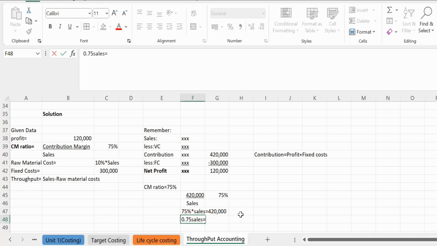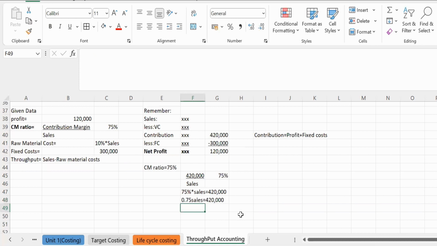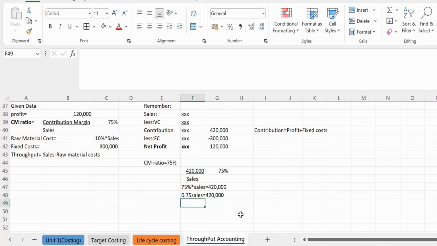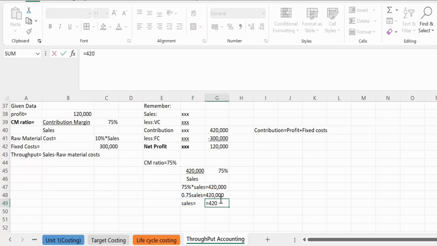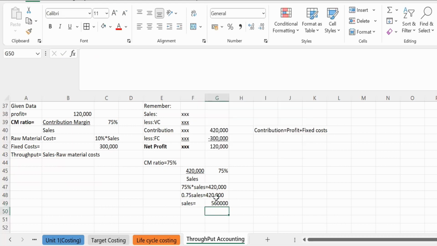So now if I wanted this sales, how can I get it? I will take this 420 divided by 0.75. I'm going to have 560. This is my sales revenue.